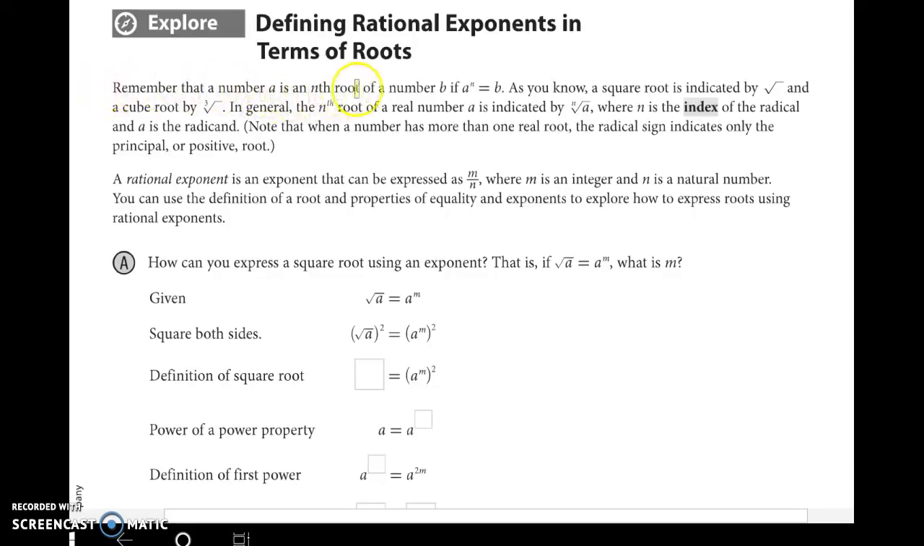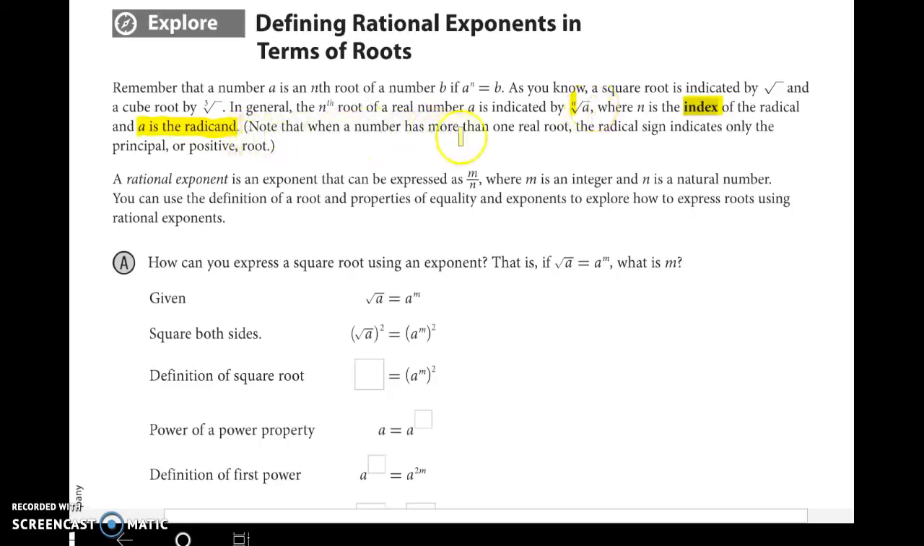Remember that a number a is the nth root of a number b if a to the power of n equals b. As you know, a square root is indicated by this radical, and a cube root by this radical with an index of 3. In general, the nth root of a real number a is indicated by the radical with an index of n, where n is the index, so that's something we need to know. I'm actually going to highlight it there and there. Where n is the index of a radical, and a is the radicand. So what's inside is called the radicand.